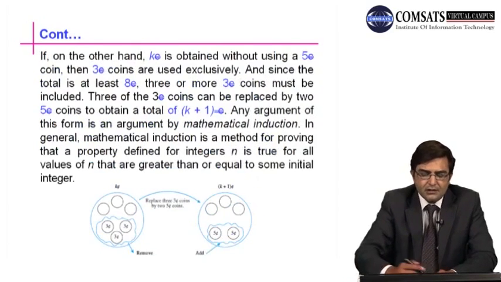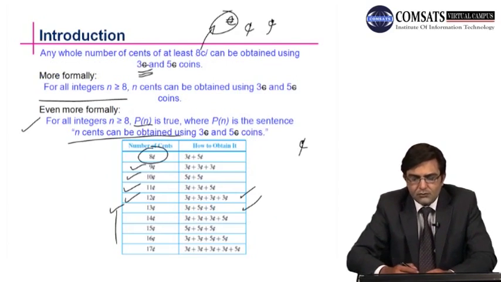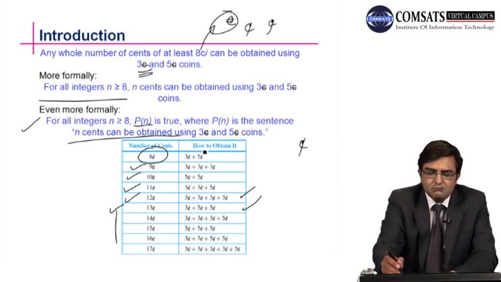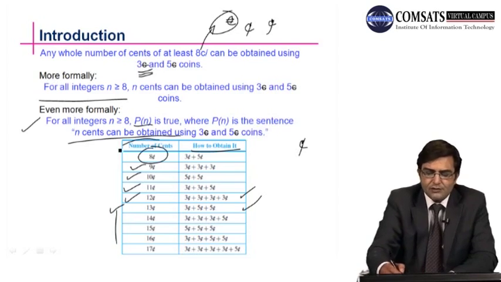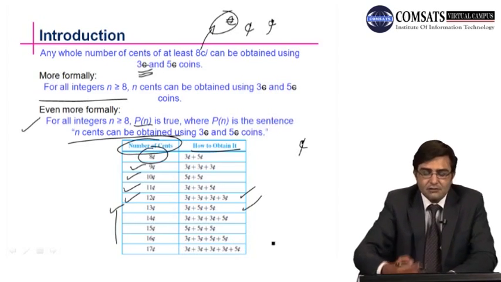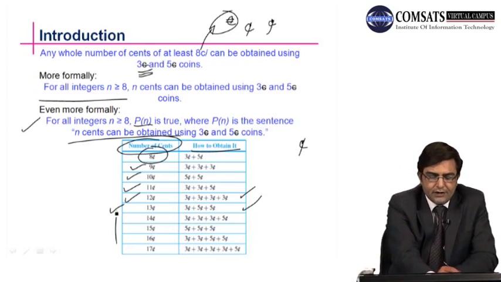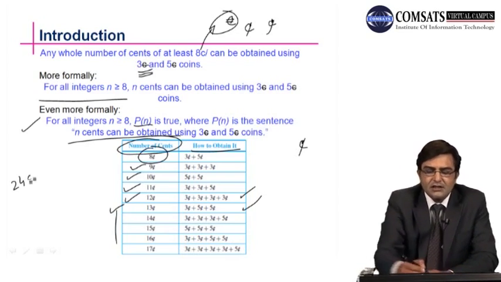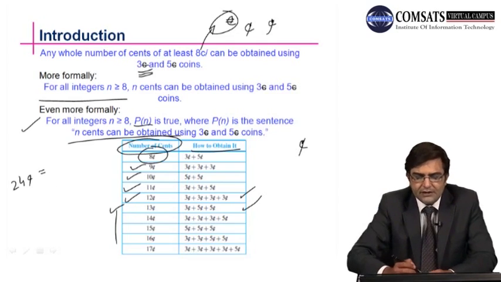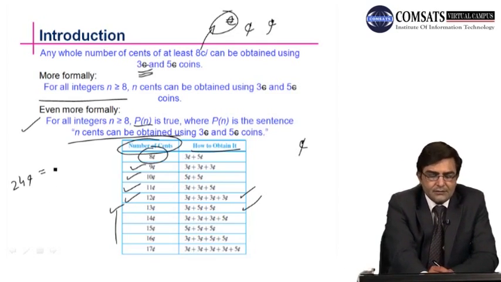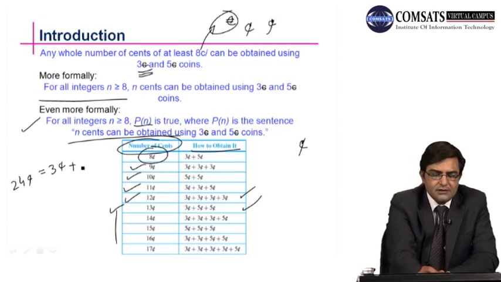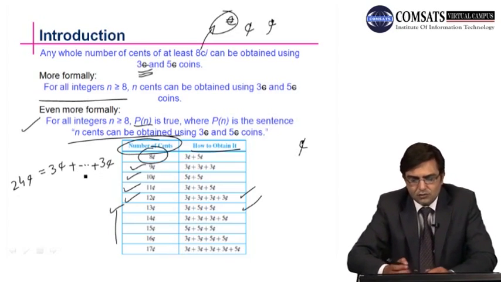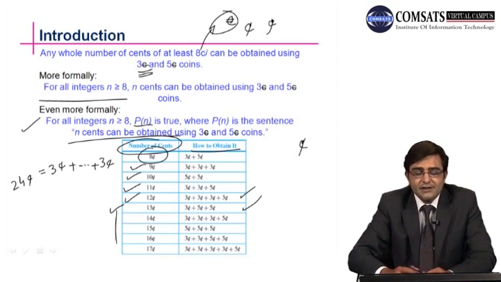Meaning, if in the table we can obtain any number of cents greater than or equal to 8 by using 3 cent and 5 cent coins. For example, if we want to obtain 24 cents, we can obtain it easily. We can add up 3 cents 8 times, so 8 3s are 24. So we can obtain any number of cents by using coins of 3 cents and 5 cents.